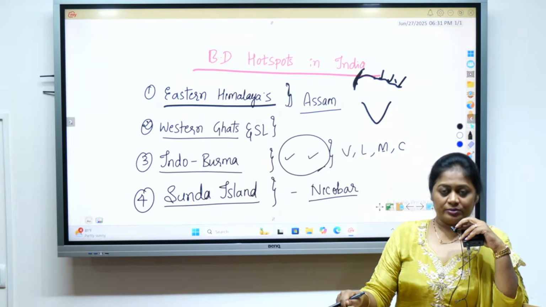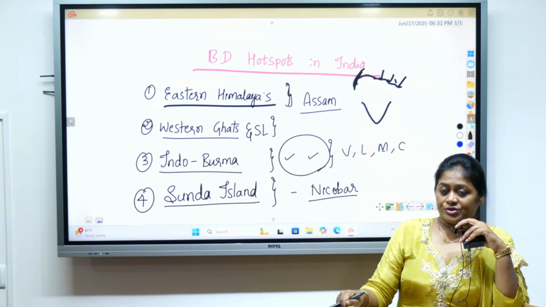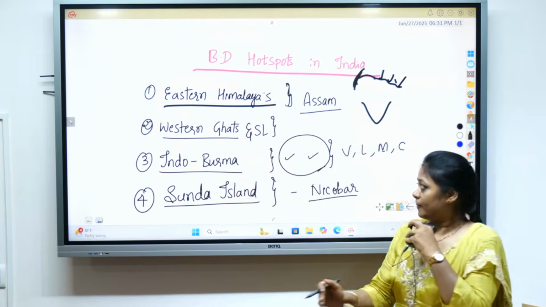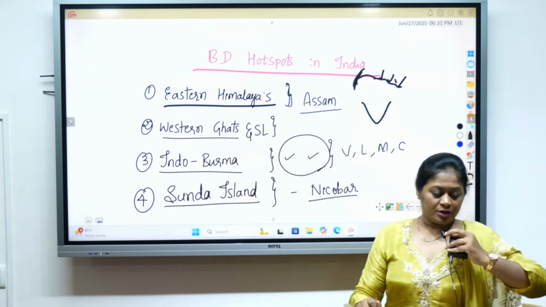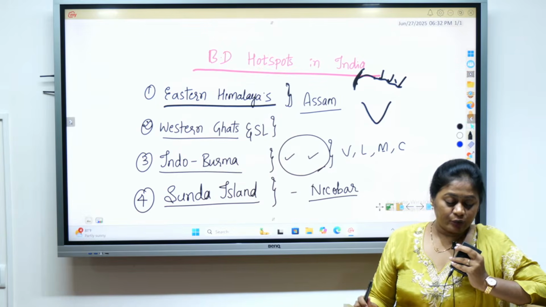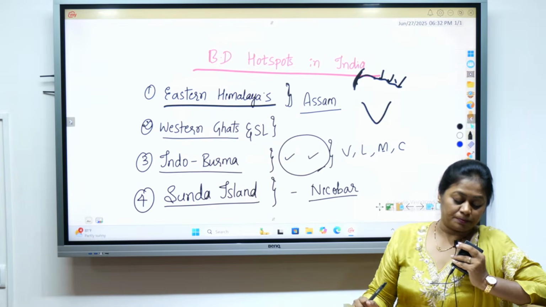All other northeastern states contribute to the Eastern Himalayan biodiversity hotspot. Indo-Burma: Myanmar, Thailand, Vietnam, Laos, Cambodia, and southern China.